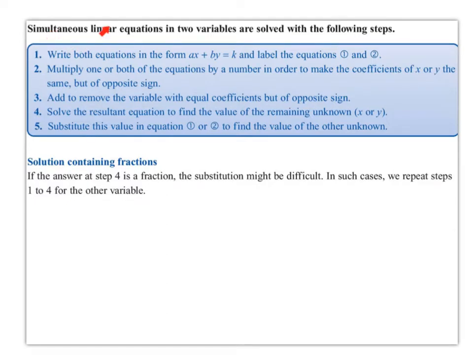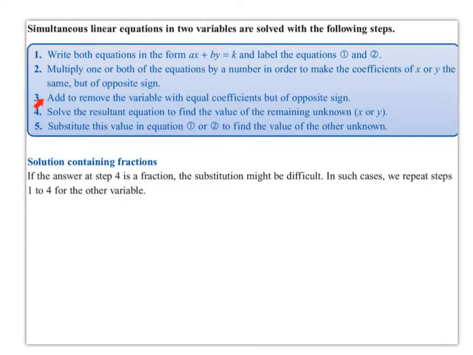Simultaneous linear equations in two variables are solved with the following steps. Step 1. Write both equations in the form ax plus by is equal to k and label the equations 1 and 2. So basically get the x's and y's on the left and the constants on the right. Step 2. Multiply one or both of the equations by a number in order to make the coefficients of x or y the same but of opposite sign.